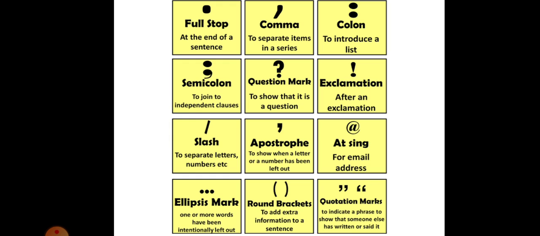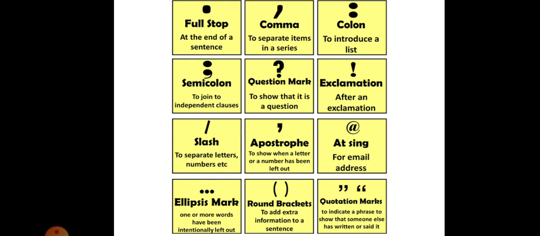Then there comes the slash, apostrophe, @ and then continue till quotation marks or the inverted commas. Inverted commas are put where we are writing the word of someone else. For example, if we write down Quaid-e-Azam said work, work and work. Since these are the words of the Quaid-e-Azam, so we are going to write them inside the inverted commas.